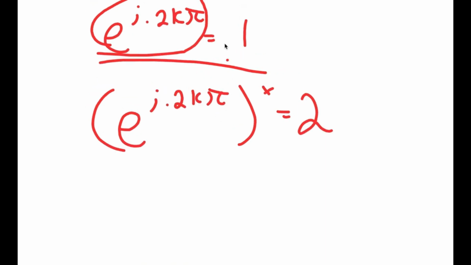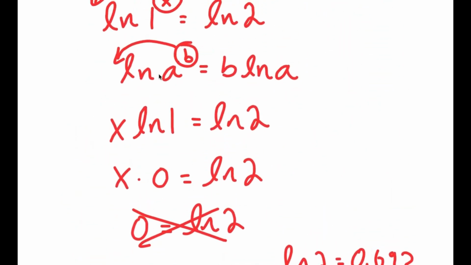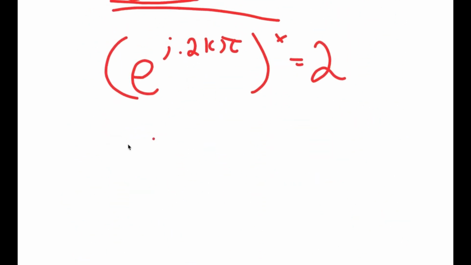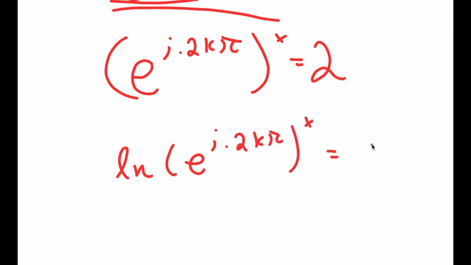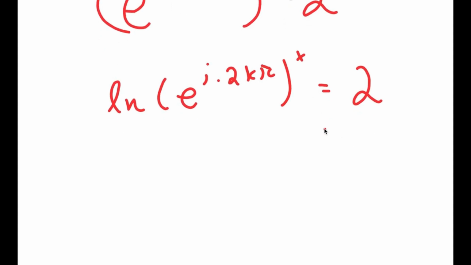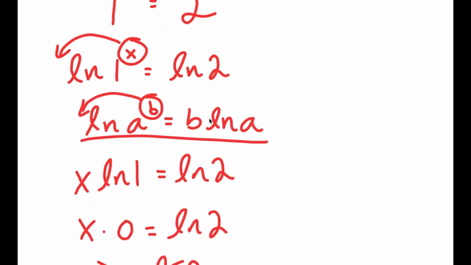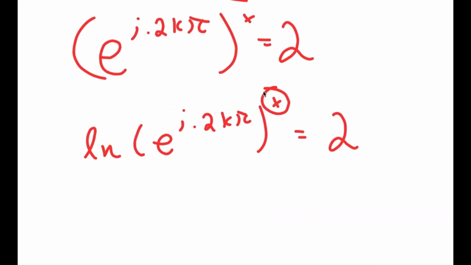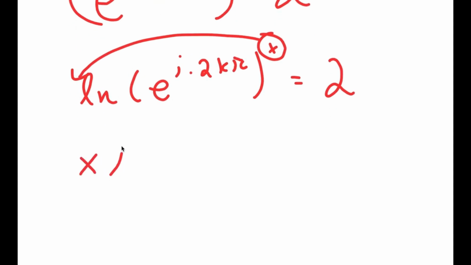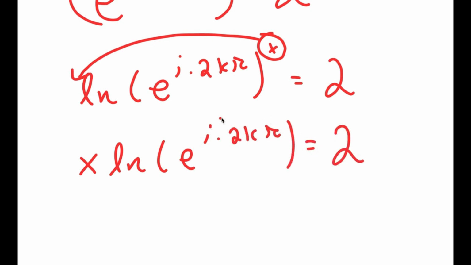So what I'm going to do is the same thing I did the first time. I'm going to take the ln, or natural log, on both sides. So now I get ln of e to the power of i times 2k pi, to the power of x, is equal to ln of 2. Now, if I have something in the form ln a to the power of b, this is equal to b times ln a. So I can move x to the front, and this is going to equal x times ln of e to the power of i times 2k pi, which is equal to ln of 2.